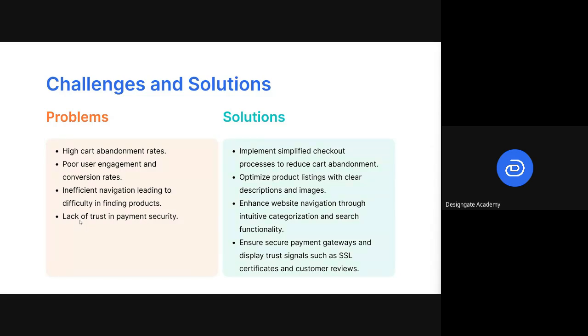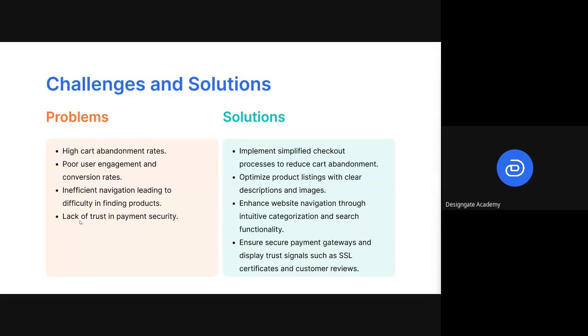Or right there on the payment page, you could just include something like a customer review, right? Now that review will give them more confidence. So do you see how you are able to provide a solution to the problem of lack of trust in payment security? So these are the things that will inform your design decision.